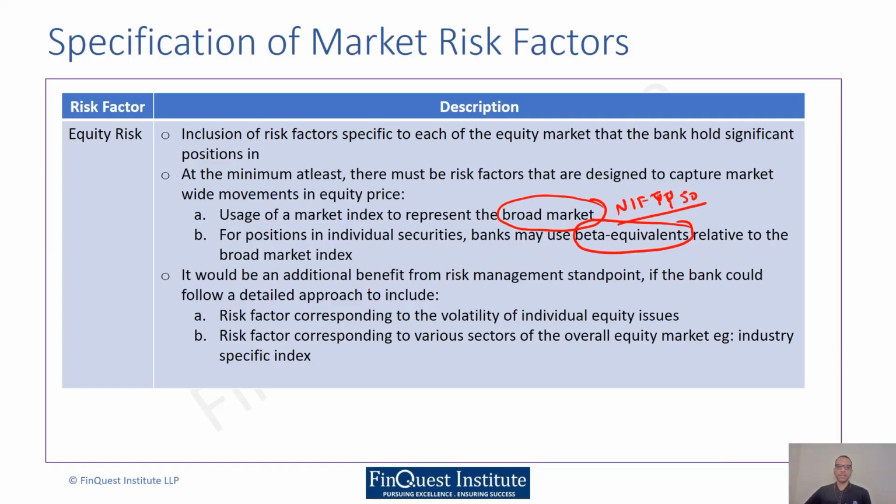Now, it would also be additionally beneficial from a risk management standpoint if the bank followed a detailed approach to include risk factors corresponding to the volatility of individual equity issues in which it has positions, and risk factors corresponding to different sectors of the overall equity market. So, an industry-specific index. When I say an industry-specific index, you can think of something like Bank Nifty, which is a bank-specific index listed on the National Stock Exchange of India.